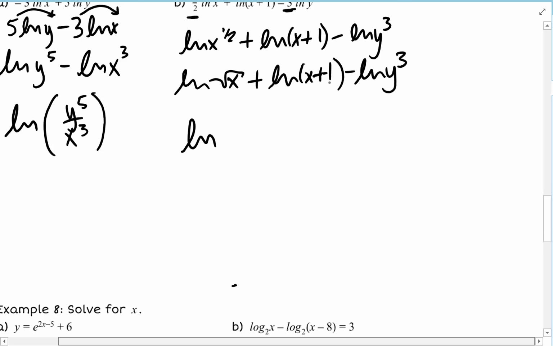When you are adding the natural log of something to the natural log of something, that becomes multiplication. Square root x times x plus 1 inside your single logarithm. And when you're subtracting, that means you're dividing by the argument in the log that is being subtracted. And this would be our single logarithm.